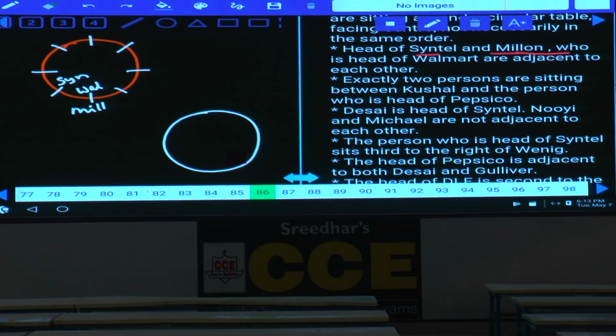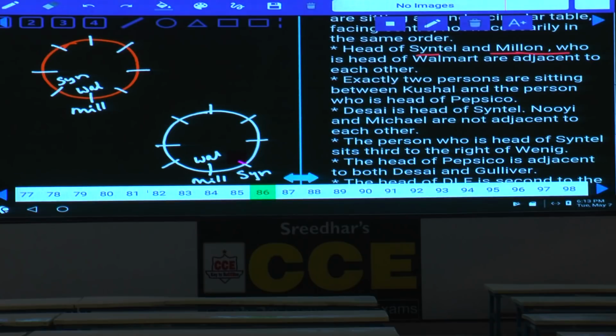Hence now 2 different possibilities, 1, 2, 3, 4, 5, 6, 7, 8. Now here it is Millen, and this person is the head of Walmart, and the Sintel head is at this place. Are you following this one or not? And these 2 persons are adjacent to each other. Exactly 2 persons are between Kushal and PepsiCo. And between Kushal and PepsiCo, there must be exactly 2 people.